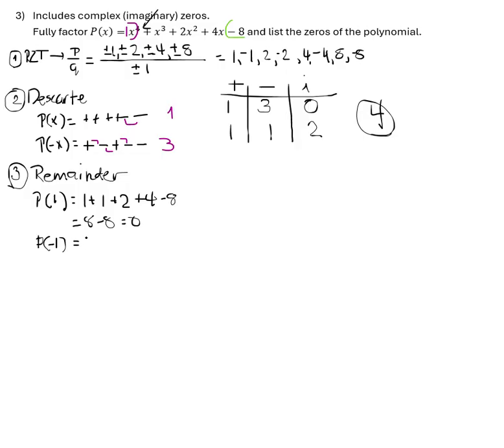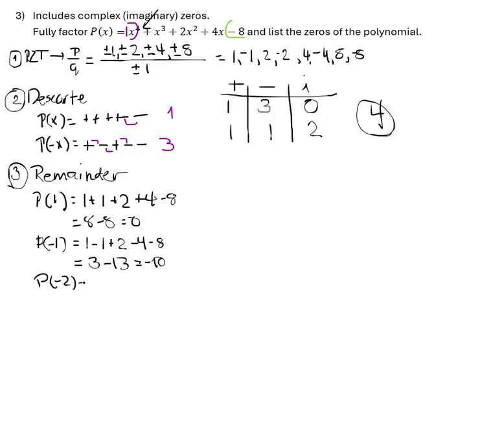A negative 1 to the fourth is 1. A negative 1 to the third is negative 1. Negative 1 squared is 1 times 2 is a positive 2. 4 times a negative 1 is a negative 4. And then I need to minus 8 more. Collecting my positives, I have 3. Collecting my negatives, I have 13. That's going to be a negative 10. It ain't going to be a negative 1. So then I'll try a negative 2.